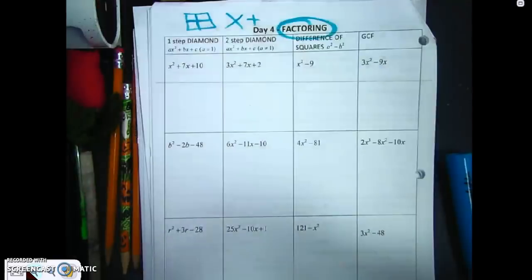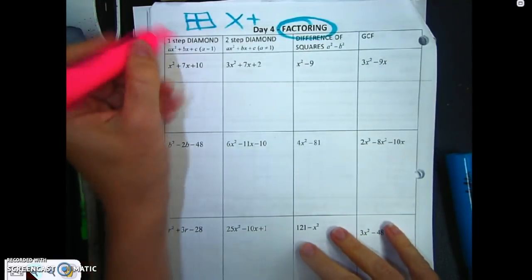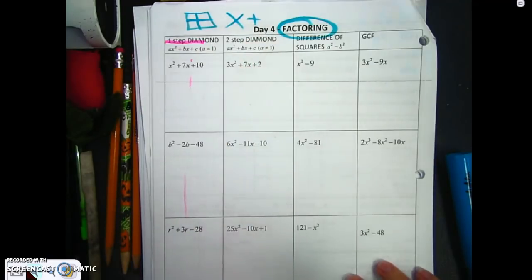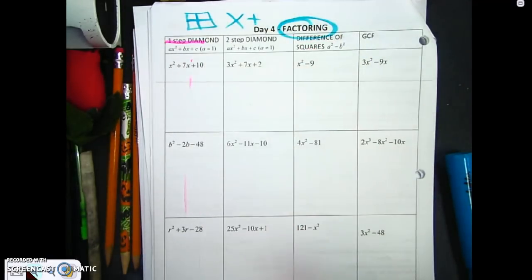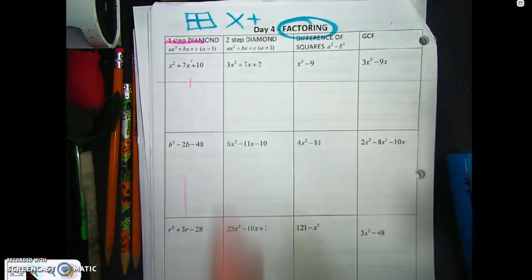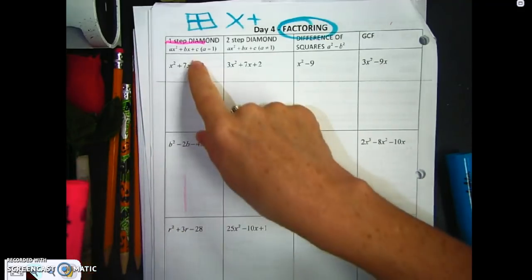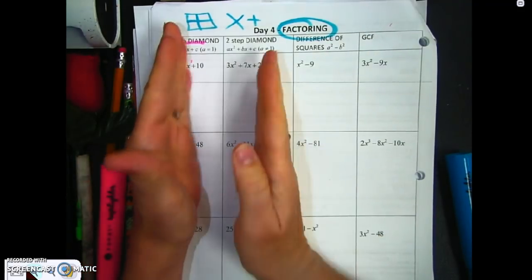So one thing I want you to notice is that all of these are done by columns. All of these are exactly the same type, and all of these are exactly the same type. Okay, so I want us to focus on the differences between them. Let's look at the difference between this one and this one.